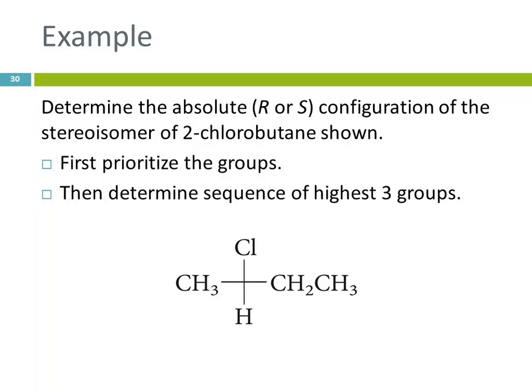So let's do this example. They're asking us to determine the absolute configuration of this particular stereoisomer of 2-chlorobutane. And this is a Fischer projection. By absolute configuration, we mean is it R or S? And so the first thing we need to do is prioritize the groups.